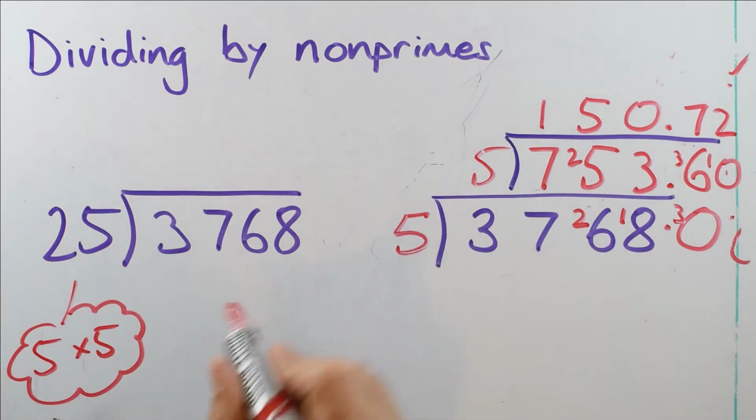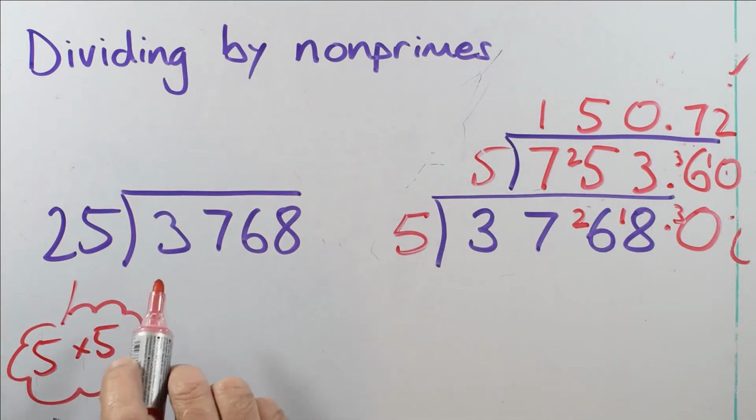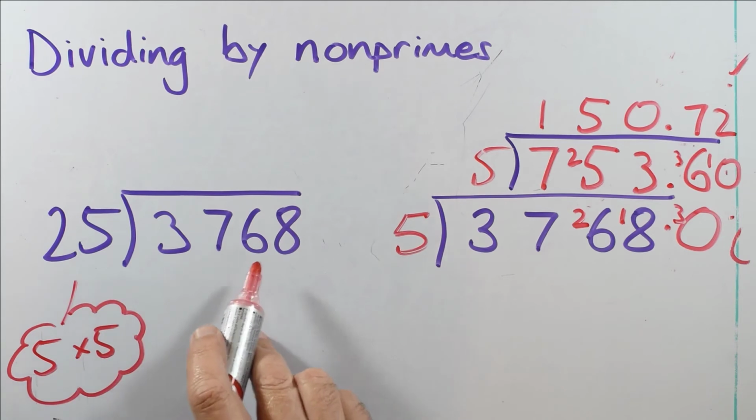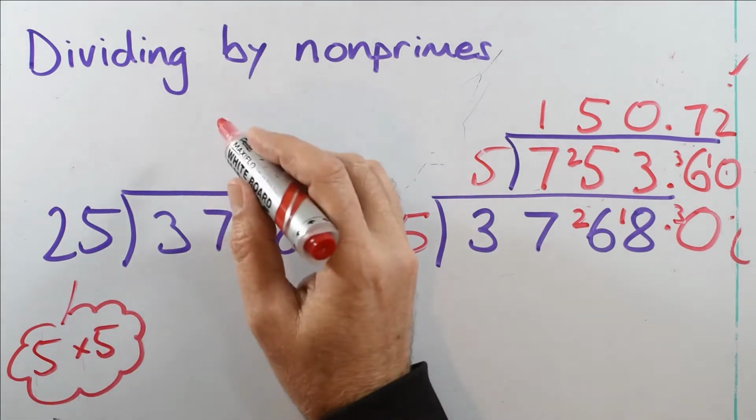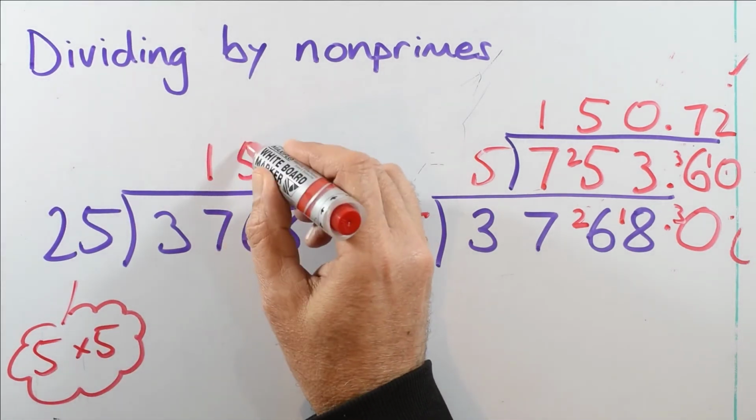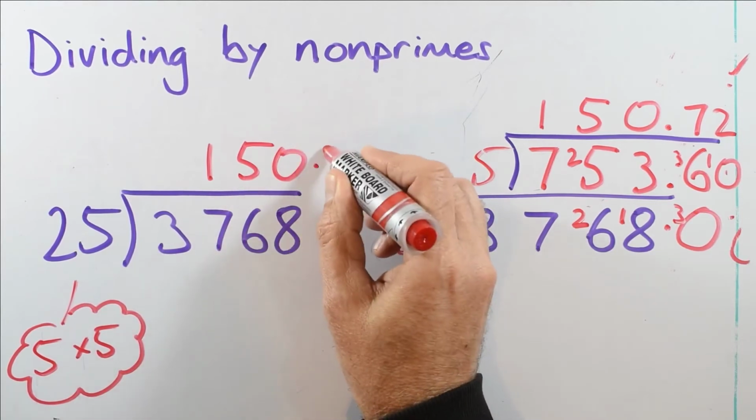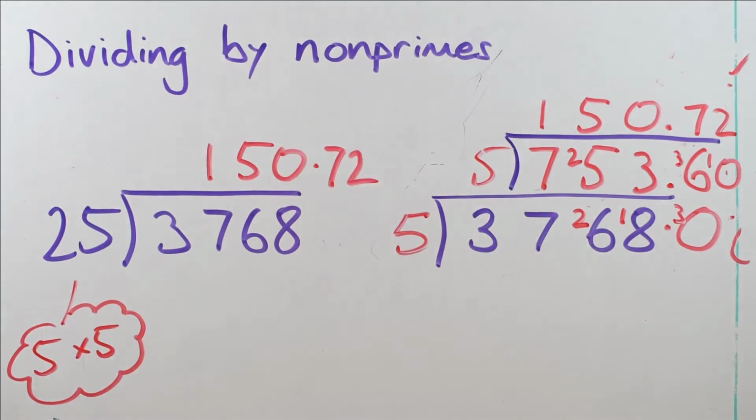So, if you got for your answer 3,768 divided by 25 is 150.72, you are correct. Actually, it's kind of fun. I love this sort of thing. It's very sort of problem-solving and an interesting way to deal with maths. You know, making a bit of a mess on the page, but that's what interesting maths is all about.